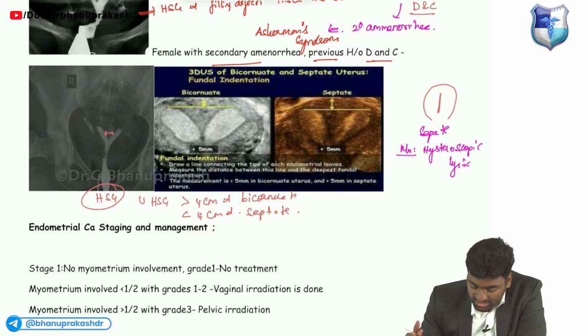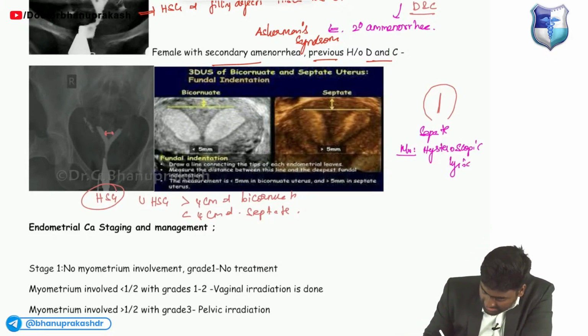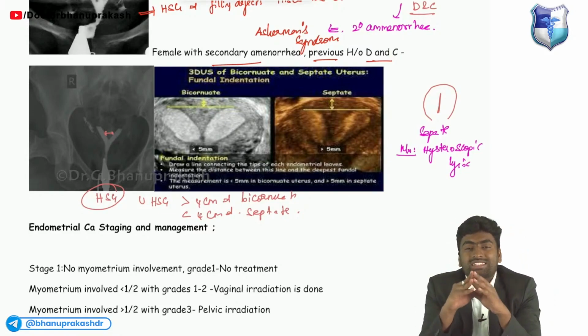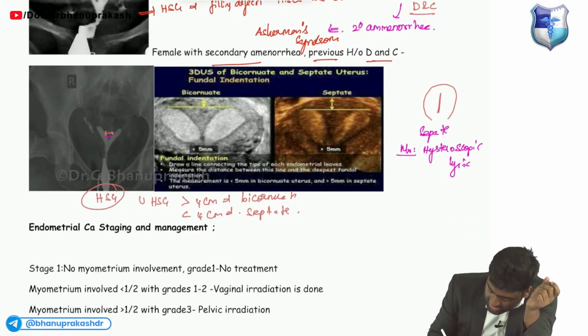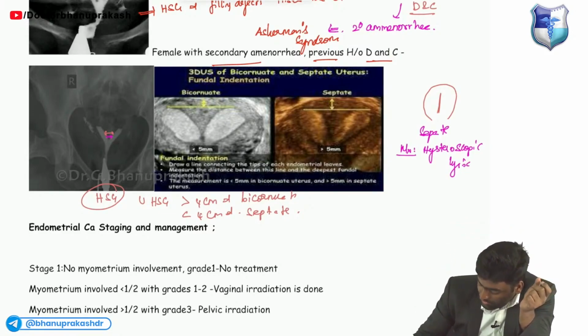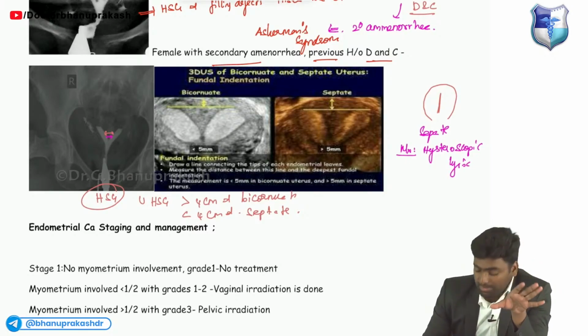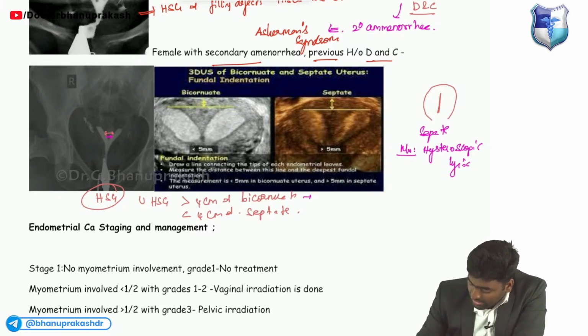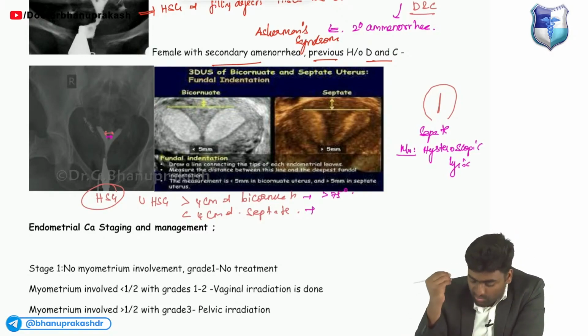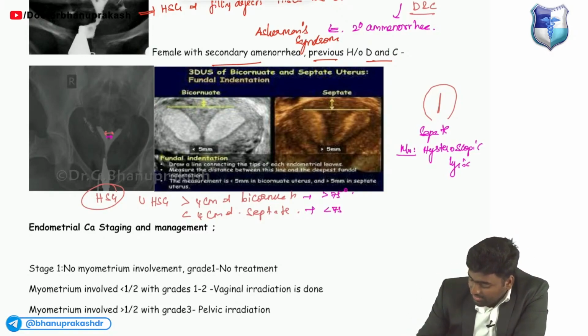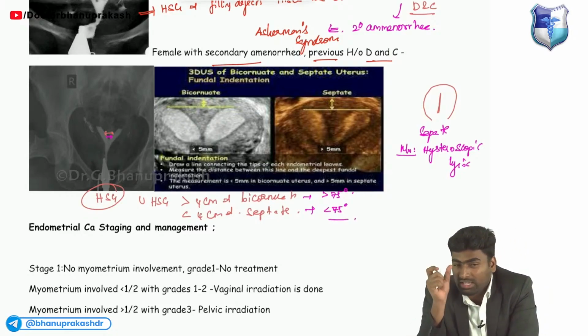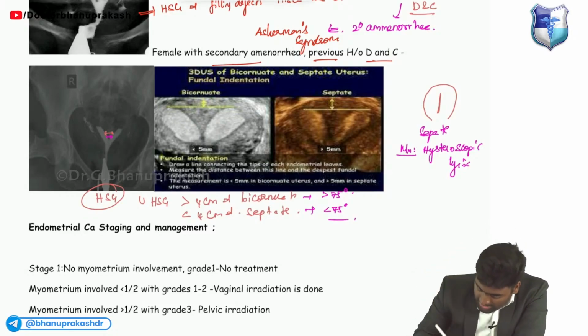See, there are two things: one is the distance in centimeters, and the other is this angle. If it is more than 4 centimeter and the angle is more than 75 degrees, it is the bicornuate uterus. If it is less than 4 centimeter and the angle is less than 75 degrees, it is the septate uterus. Okay, these are the two things. Between these two, what is the length?